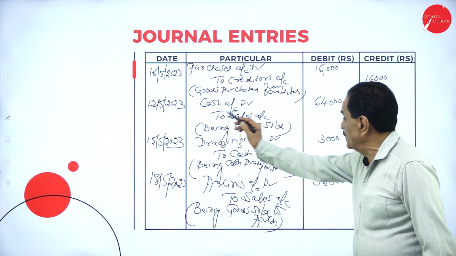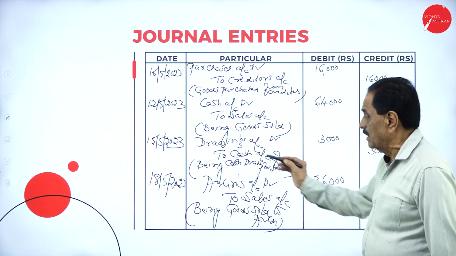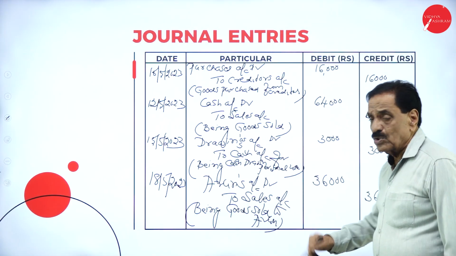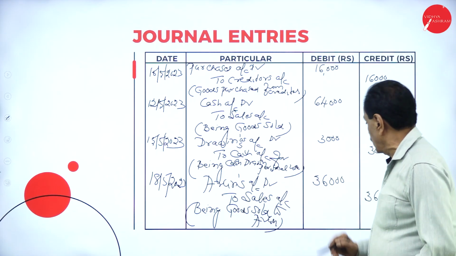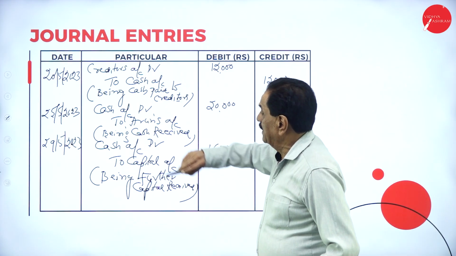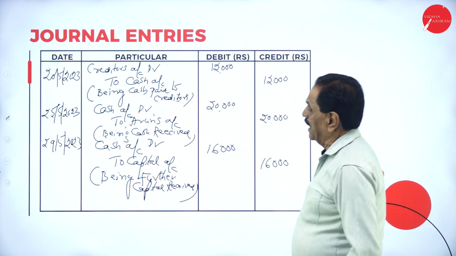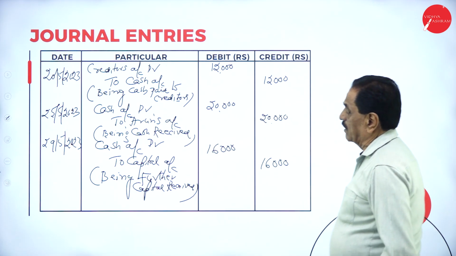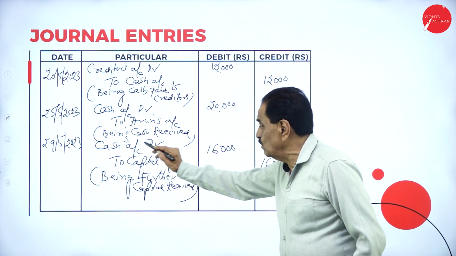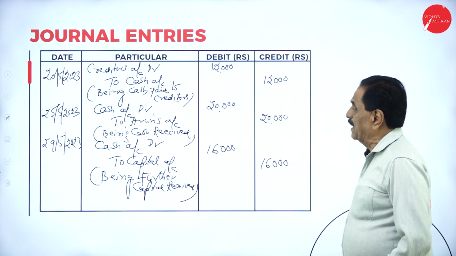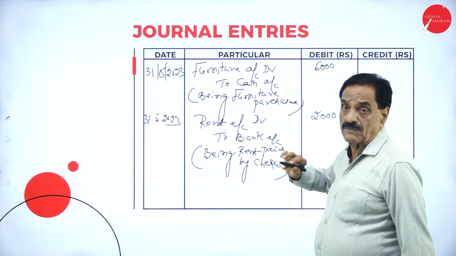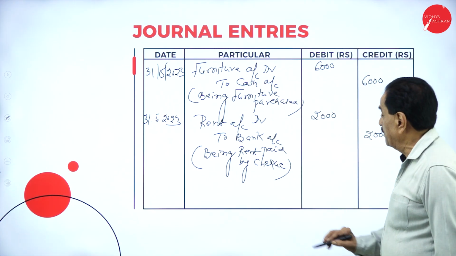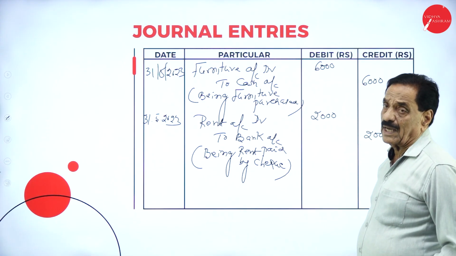Goods sold for cash, cash account debit to sales account. Drawn for personal use, drawings account debit to cash account. Goods sold to Arun, Arun account debit to sales account. Paid to creditor, creditor account debit to cash account. Amount received from Arun, cash account debit to Arun account. Further capital introduced, cash account debit to capital account. Furniture purchased for cash, furniture account debit to cash account. Rent paid by check, rent account debit to cash account.